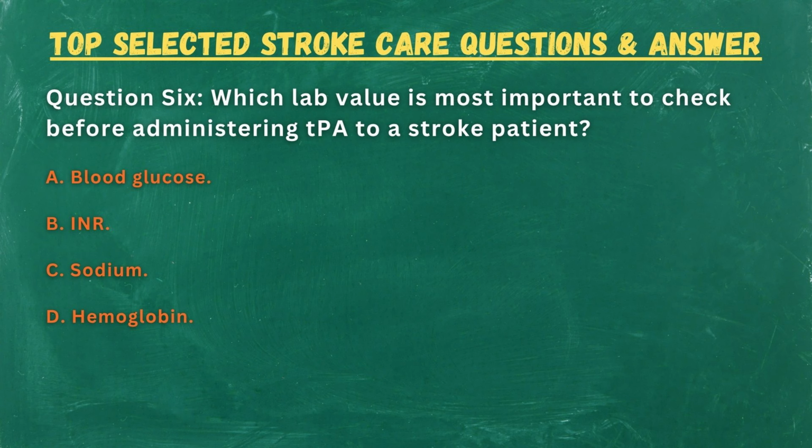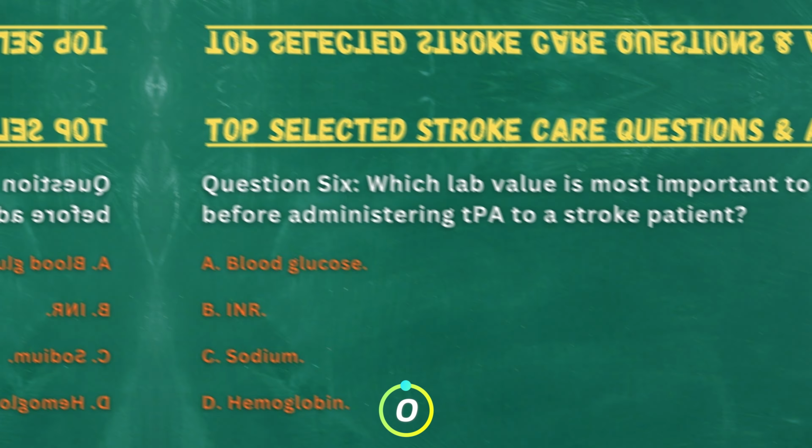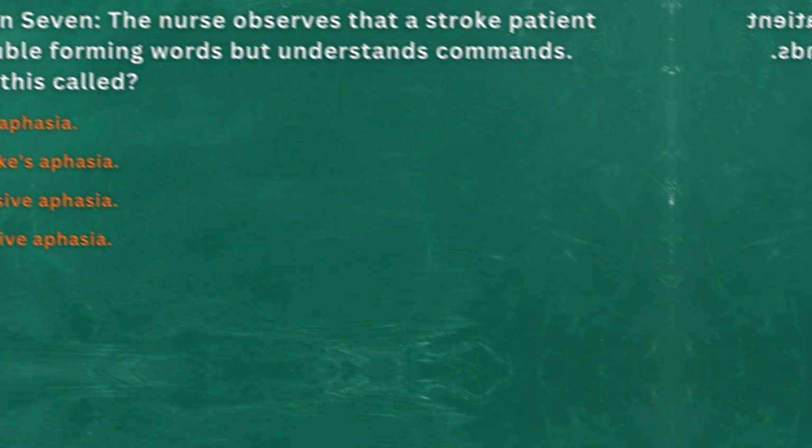Question 6. Which lab value is most important to check before administering TPA to a stroke patient? A. Blood glucose. B. INR. C. Sodium. D. Hemoglobin. Answer: B. INR.